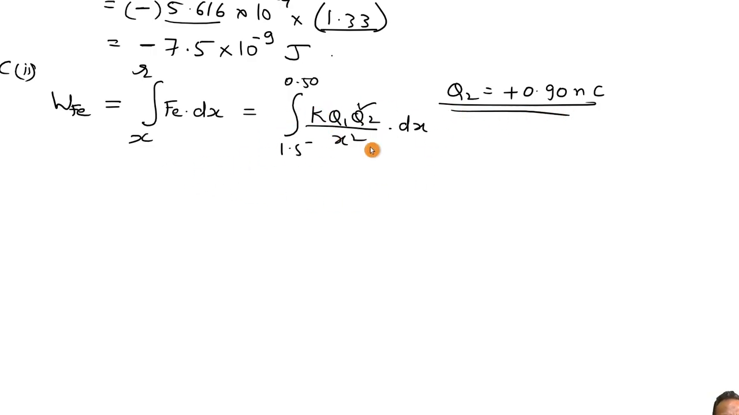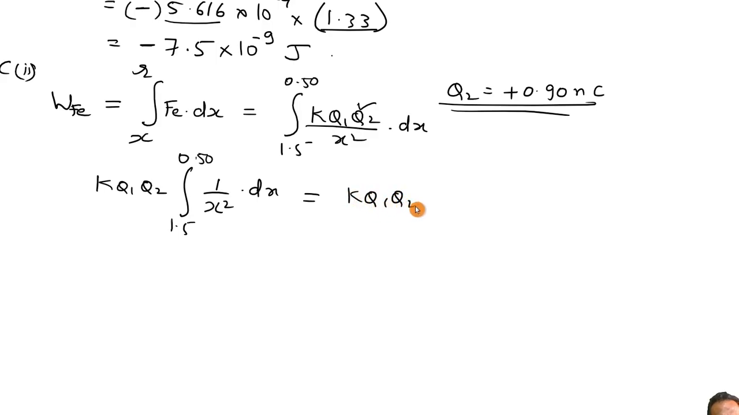When you work this out, let me do this. So k q1 q2 being constant, I'll take it out, and from 1.5 to 0.50, I'll be left with 1 upon x square dx. This will be k times q1 q2, and the integration of 1 upon x square works out to minus 1 upon x with the lower limit 1.5, upper limit 0.50. That's it. I am working out the work done due to electrostatic force.